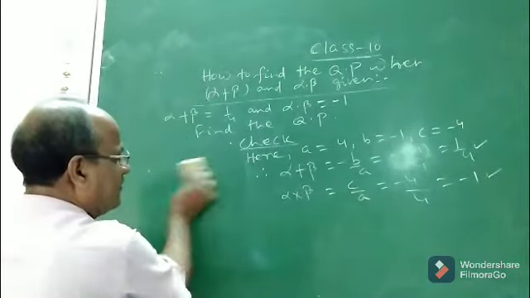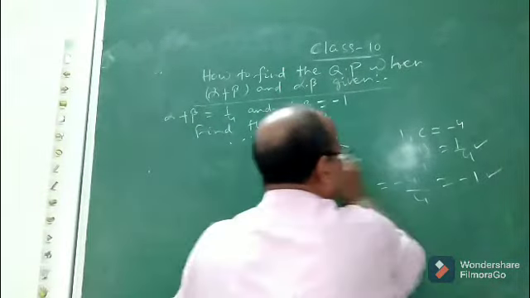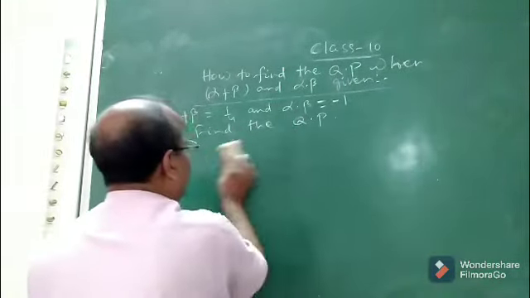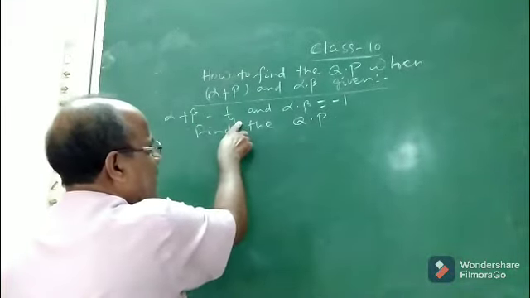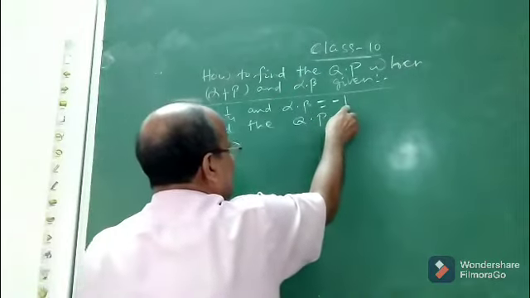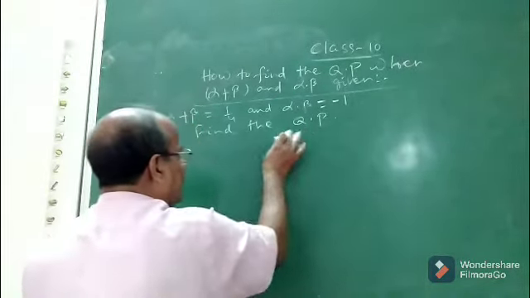Of course, it is not given in your book, not given in the CBSE book. Still, I should say what the other method is. You see, here alpha plus beta, the sum of zeros, is given as 1 by 4, and alpha into beta is given as minus 1. And what is our aim? Our aim is to find the quadratic polynomial.